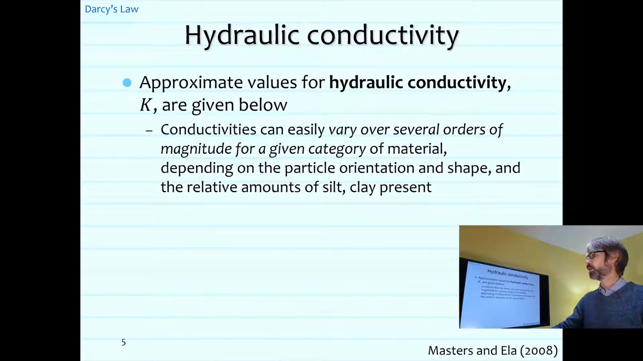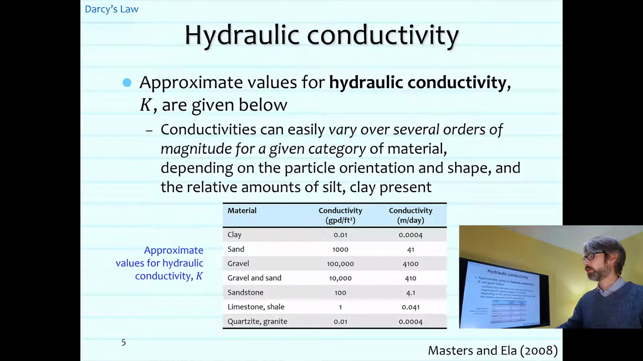Approximate values for the hydraulic conductivity K are given below for a number of different media. The conductivities can easily vary over several orders of magnitude for a given category of material, depending on the particle orientation and shape, and the relative amounts of silt and clay present in that medium.